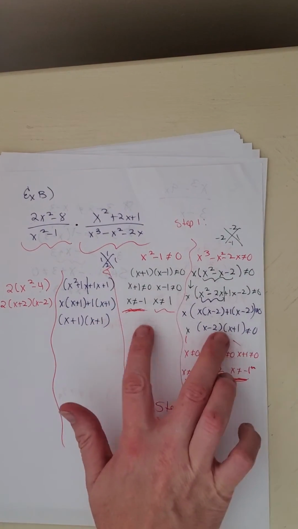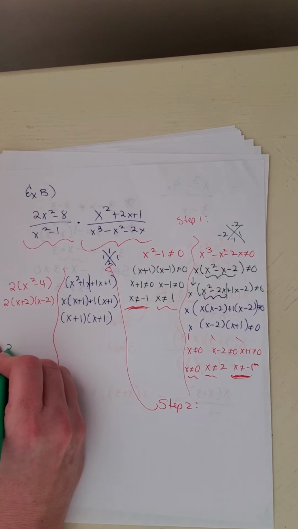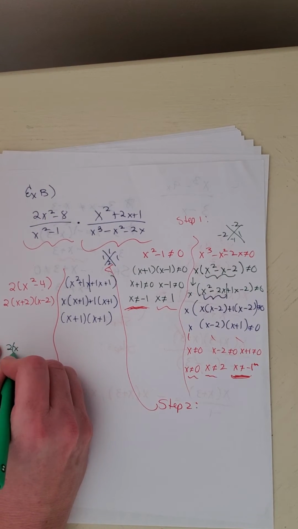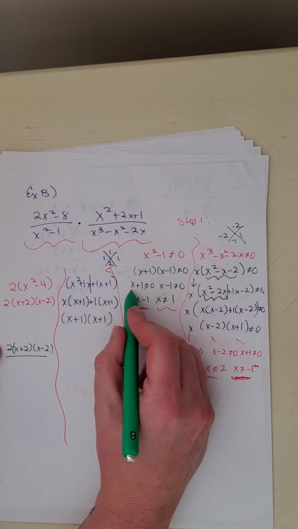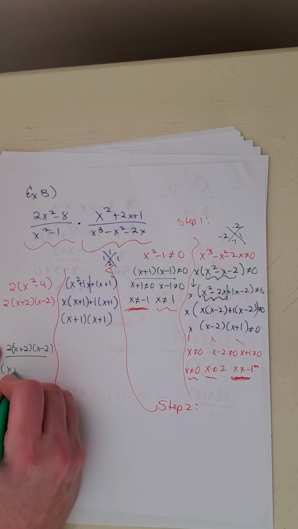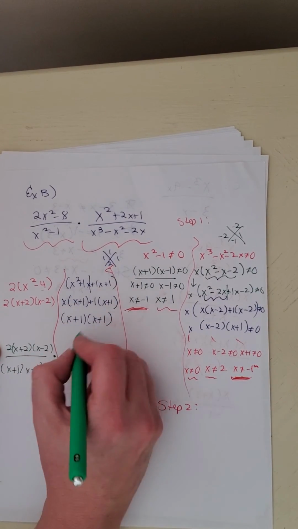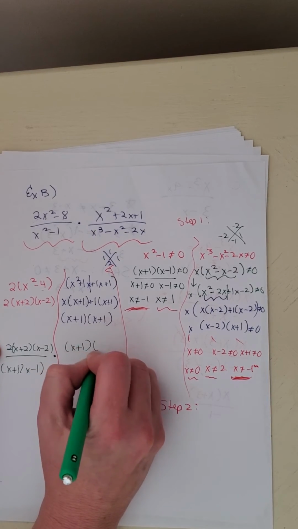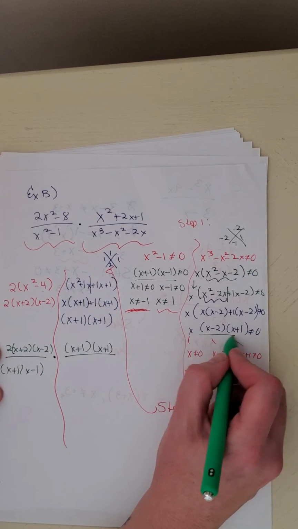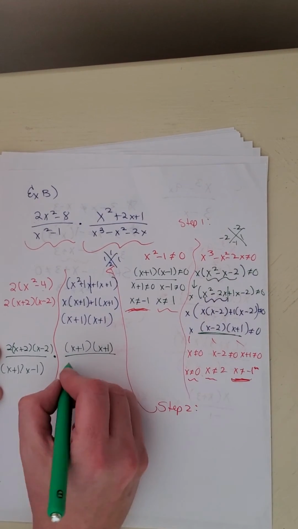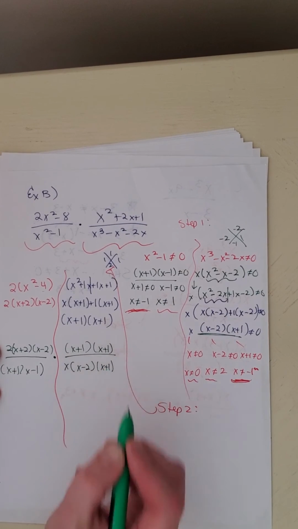Here are my corresponding denominators, so I'm going to write those in fractions. Here we've got 2(x plus 1)(x minus 2) over this denominator right here, (x plus 1)(x minus 1), times this one, (x plus 1)(x plus 1), over this denominator right here, which is x, (x minus 2), and (x plus 1).